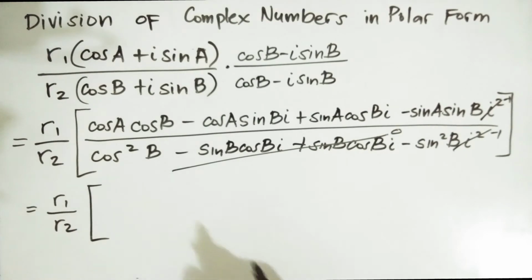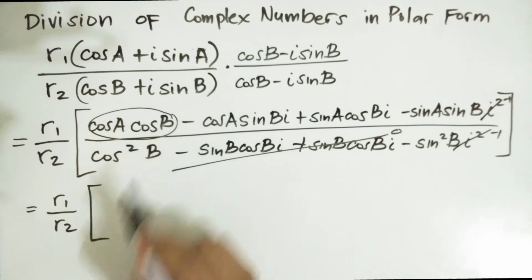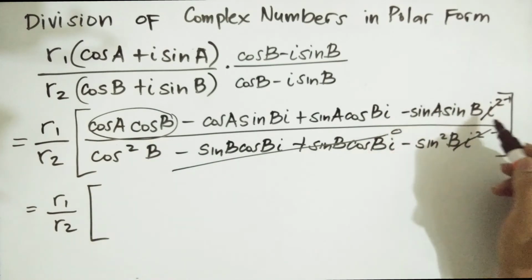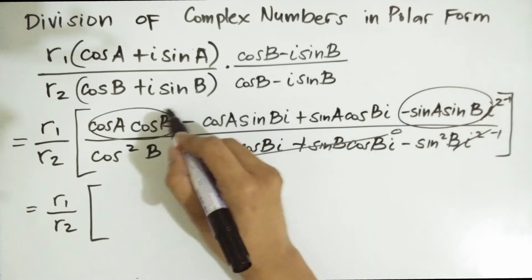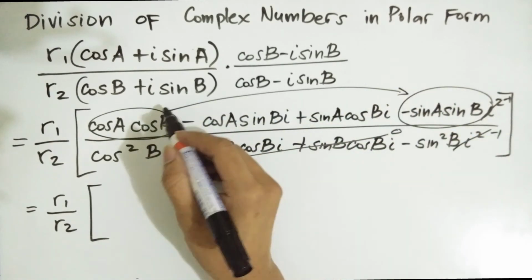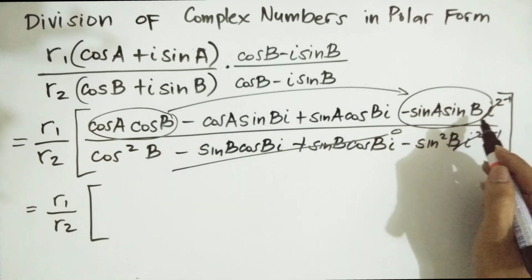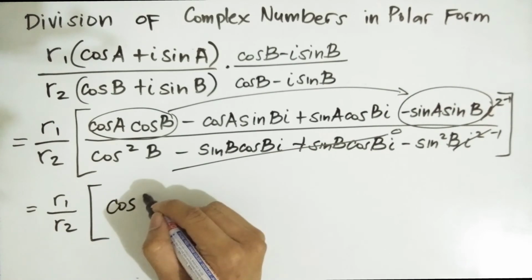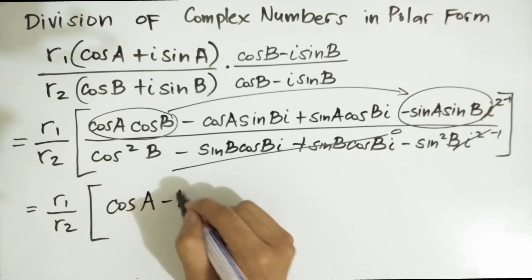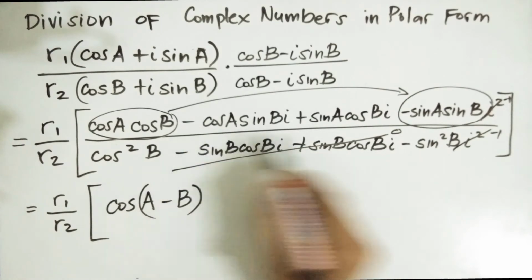Notice that we have here cosine of A cosine of B. This would be positive. Sine of A, sine of B. We have an identity for this one. Cosine of A, cosine of B plus sine of A, sine of B is equal to cosine of A minus B.